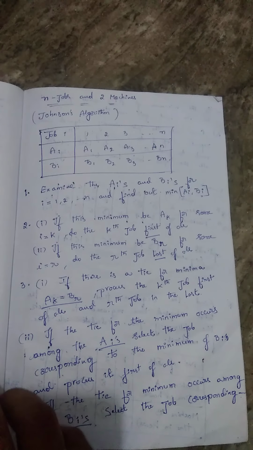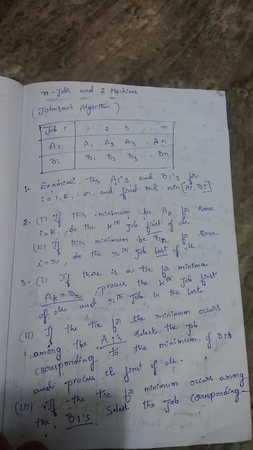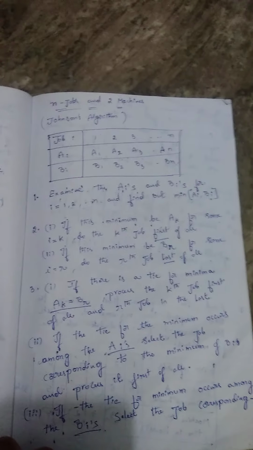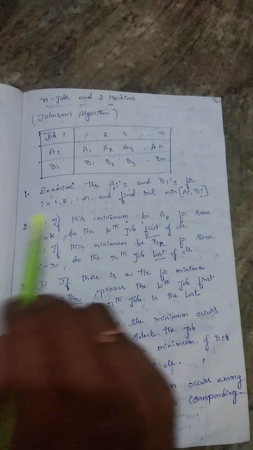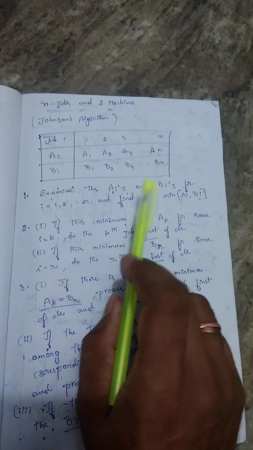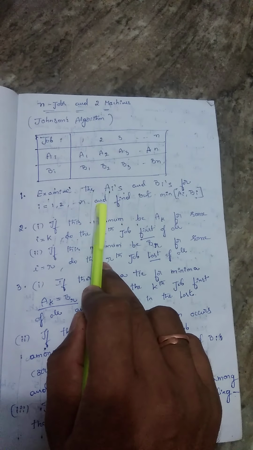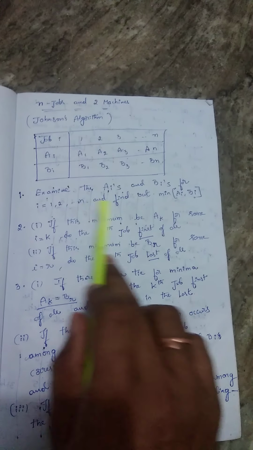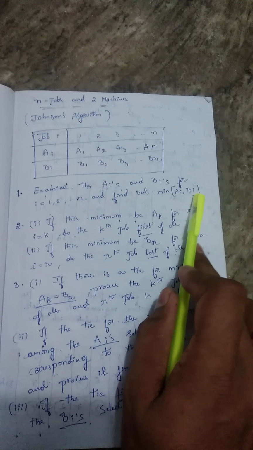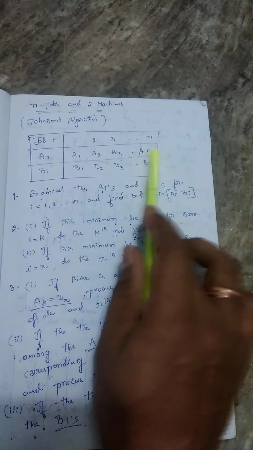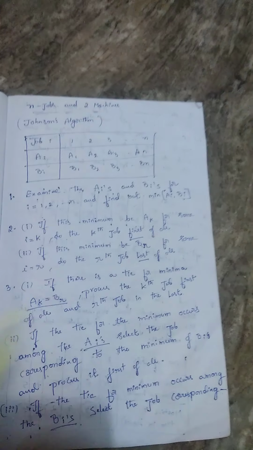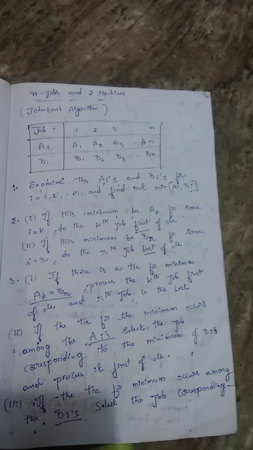Some conditions to find the job sequencing. Here we are examining the Ai's and Bi's for i equal to 1, 2, 3, and so on up to n, and finding the minimum of A and B, that is, the minimum working hours of machine A and machine B. These are the working hours. Okay, I want to show an example.